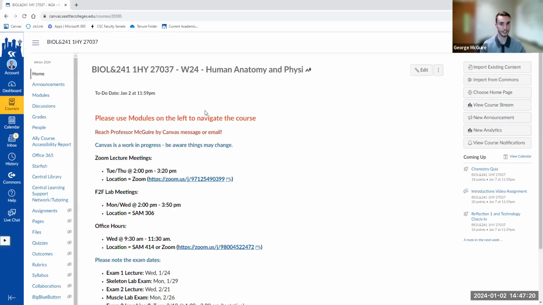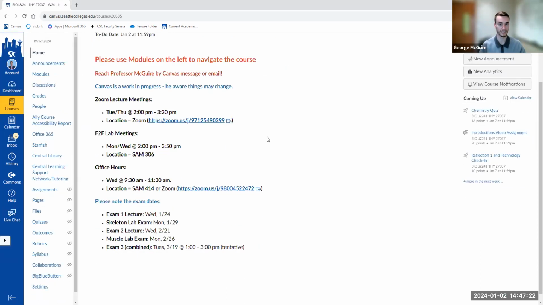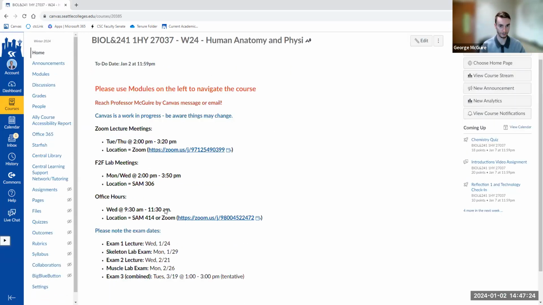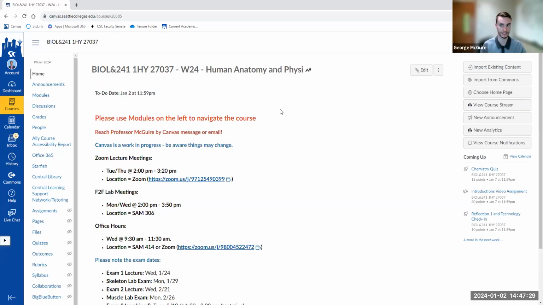Once you click into it, you're taken to the home page. This is great for basic information for this week, right? Our meeting schedules, the exam dates. But this page is likely to change at least a few times, if not every week, as we move forward, with a brief look at the schedule for that week and assignments that are due, etc.